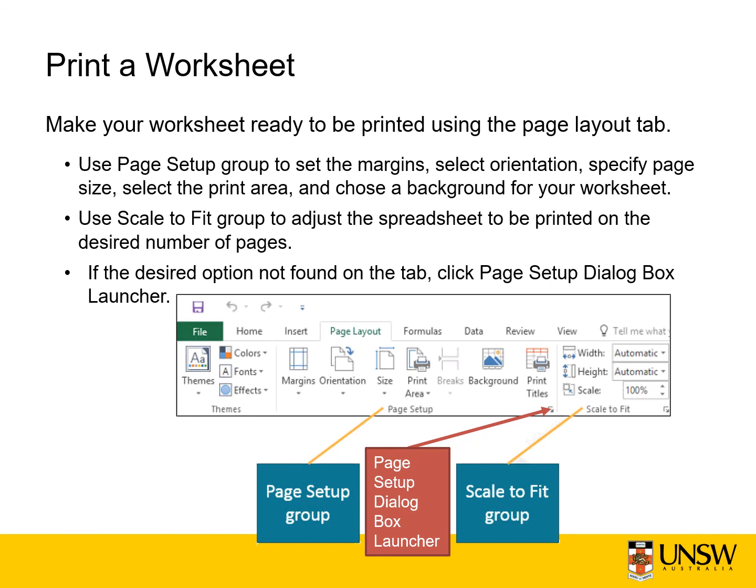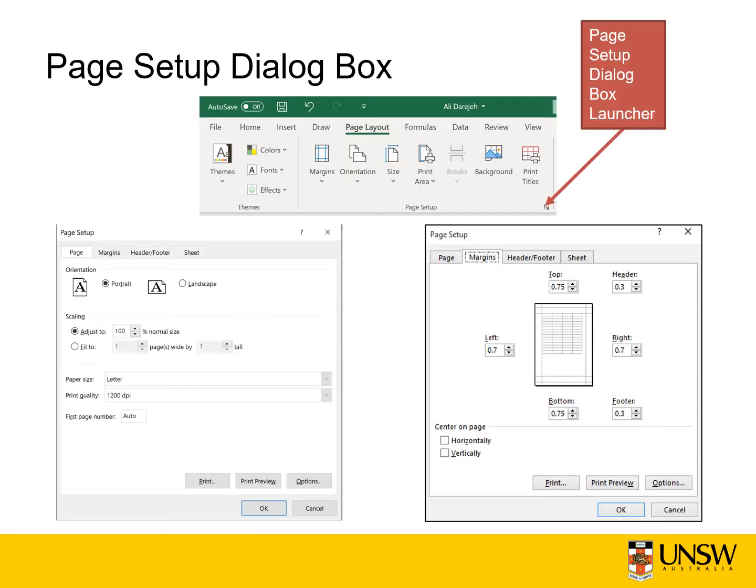If you want to apply several page setup options at once or access options that are not found on the Page Layout tab, click the Page Setup dialog box launcher. By clicking it, a dialog box with 4 tabs will open. These tabs can be used for adjusting the page size, margin, adding header and footer, and adjusting print area.